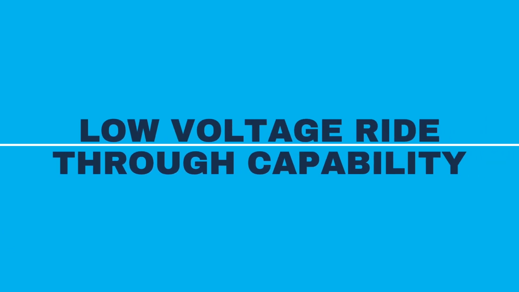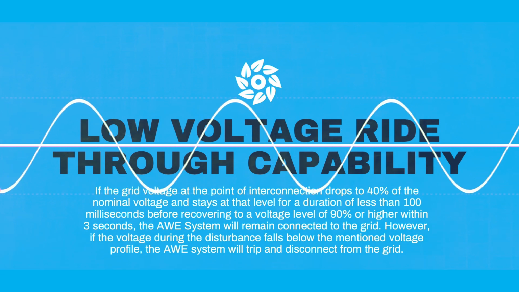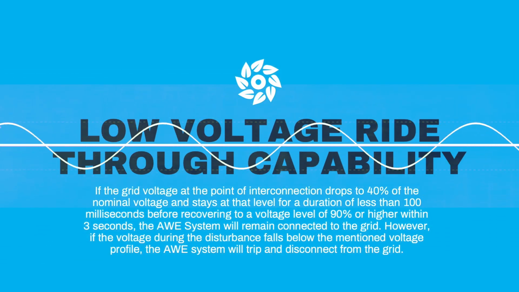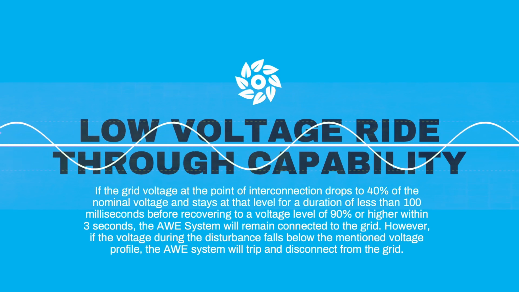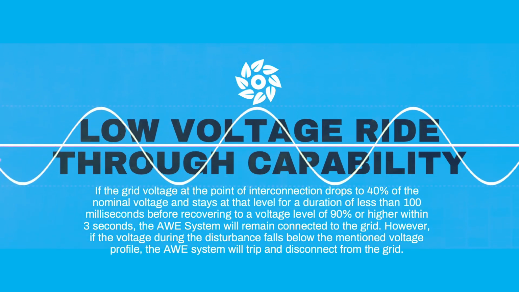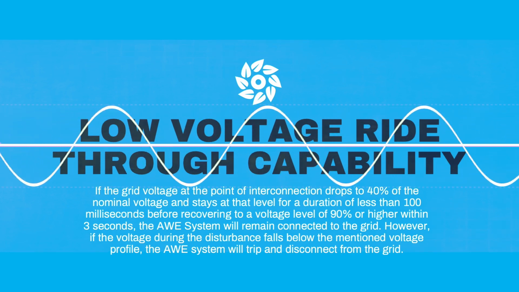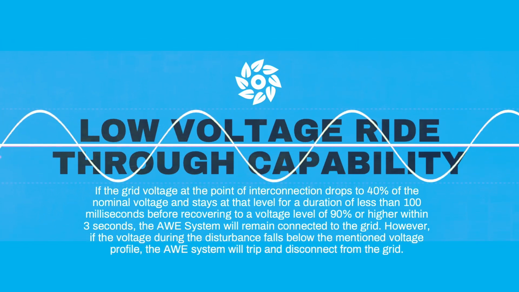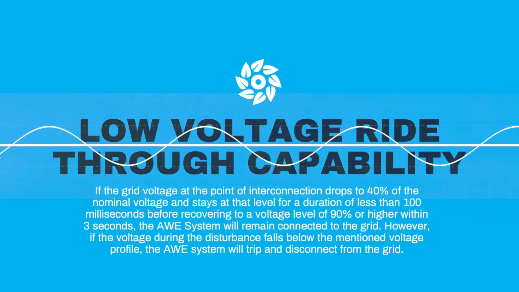Low voltage ride-through capability. If the grid voltage at the point of interconnection drops to 40% of the nominal voltage, and stays at that level for a duration of less than 100 milliseconds before recovering to a voltage level of 90% or higher within 3 seconds, the OR system will remain connected to the grid. However, if the voltage during the disturbance falls below the mentioned voltage profile, the OR system will trip and disconnect from the grid.